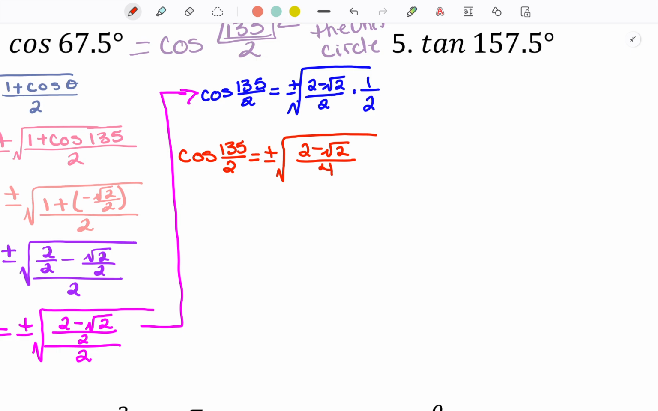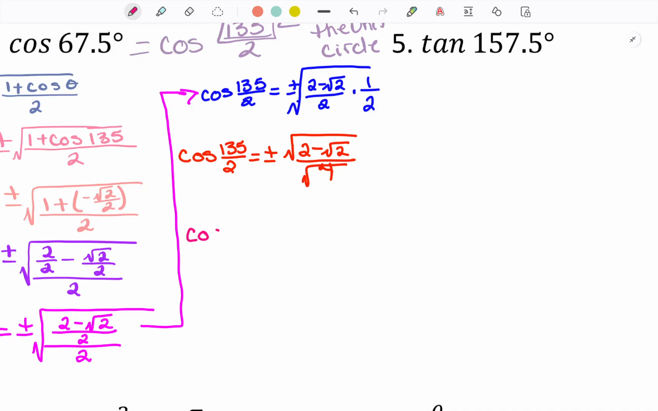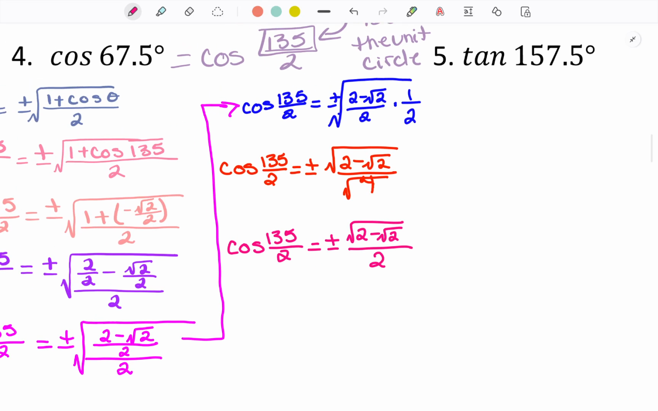And so we can go ahead and get rid of at least the radical in the denominator, because technically right now this is a square root over a square root. So we can't have that square root of 4 in our final answer because that's in the denominator. That's not okay. So we're going to have the cosine of 135 over 2 equals plus or minus the square root of 2 minus the square root of 2. Yes, I know we have a root and a root. It's okay. So we can't go any further with that, and we're not going to. So this is actually our final answer except for quadrant.